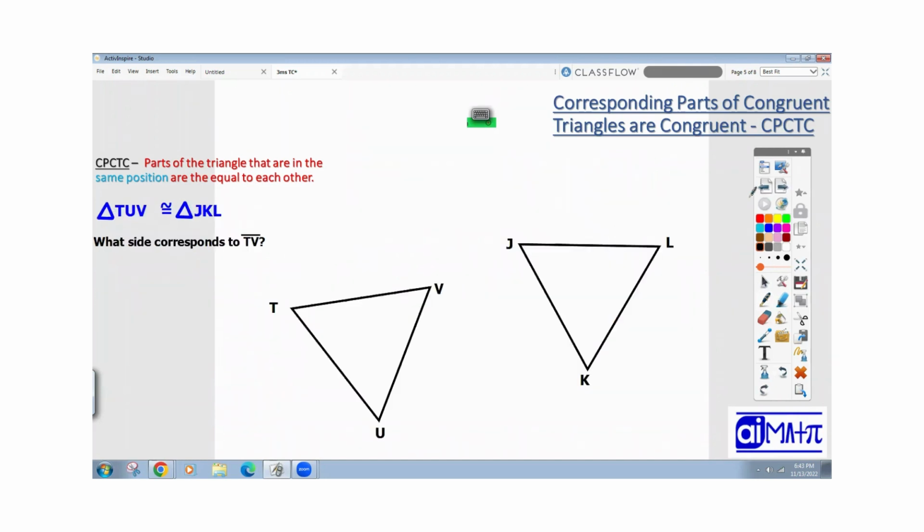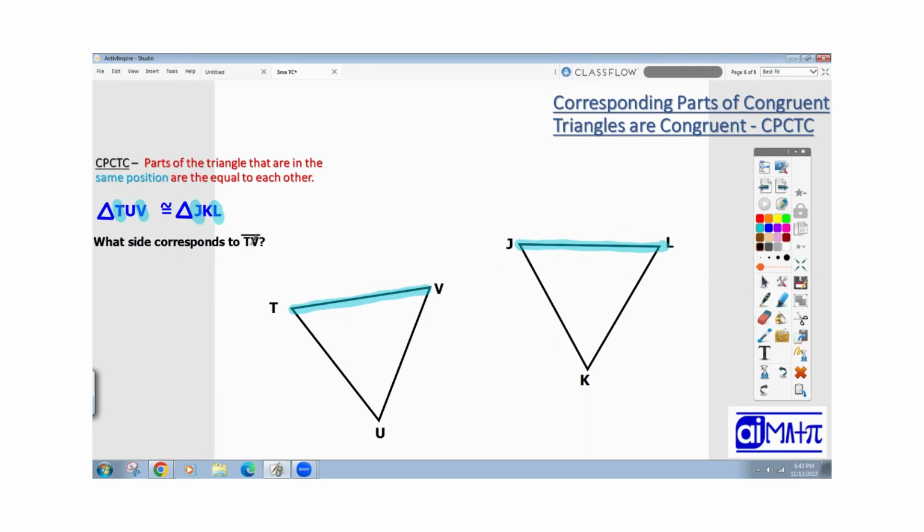I want you to pause the video here and try this question. It says triangle TUV corresponds to triangle JKL. What side corresponds to TV? First thing I want to do is look at this statement, and I'm looking, T and V are in the first and third position. So J and L is what I want to look at. I'm going to highlight TV over here and JL over here, and I'm saying these things correspond to each other, therefore they're the same. They are congruent to each other.